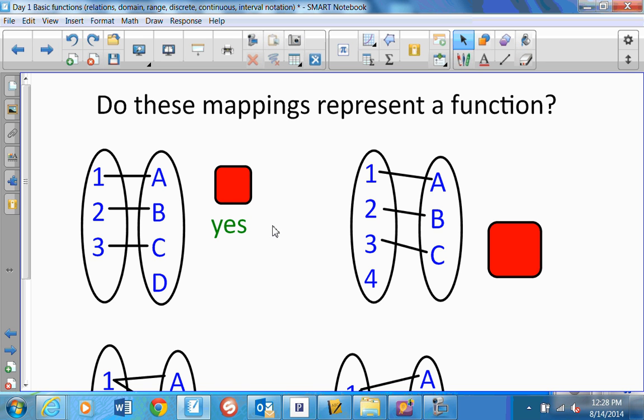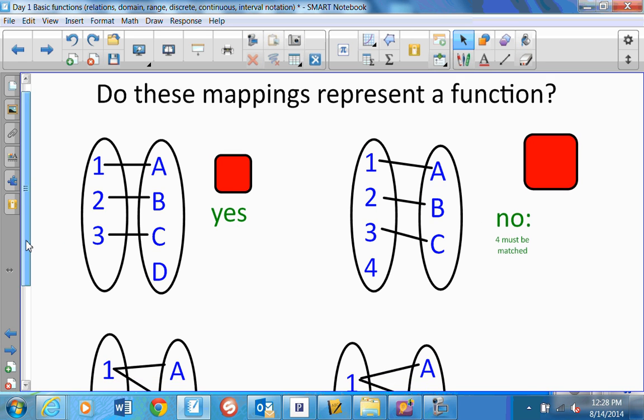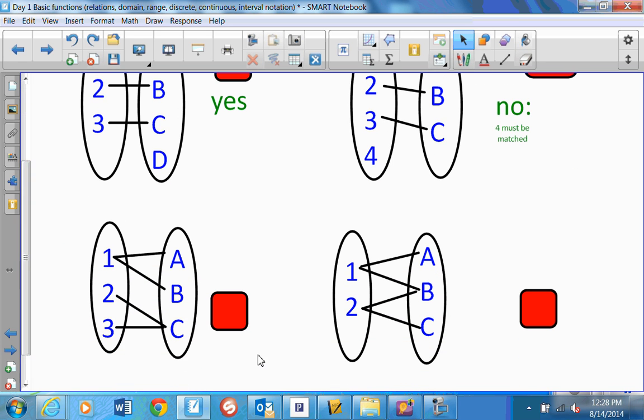Okay, look at the second one. No. Good, because A has to have a buddy, everything in here has to have a buddy. You can't have any leftovers in your inputs. Okay? How about this little guy? No, because 1 is matched with 2 different numbers or 2 different letters or whatever.